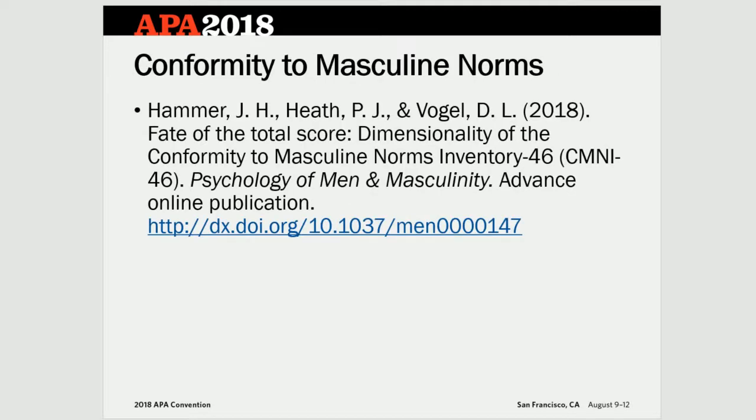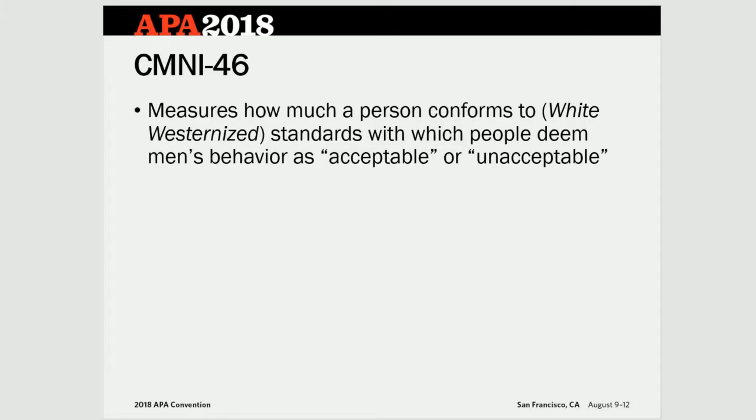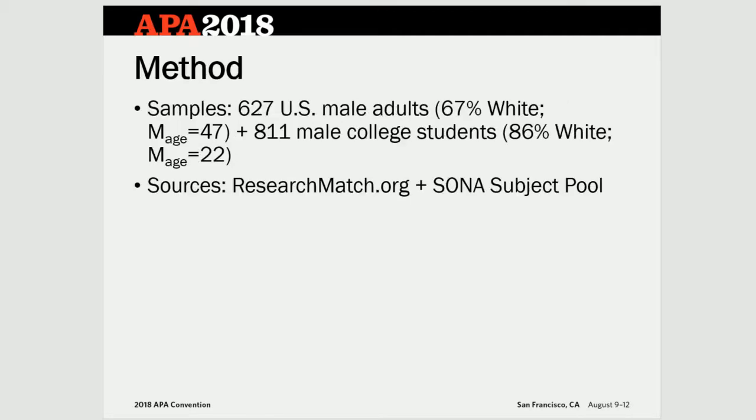I'll take today's example from a paper that my colleagues and I recently published in Psychology of Masculinity. The focus of this paper was the CMNI 46, and it measures how much a person conforms to white westernized standards with which people deem men's behavior as acceptable or unacceptable. Specifically, we'll get to that in a second.